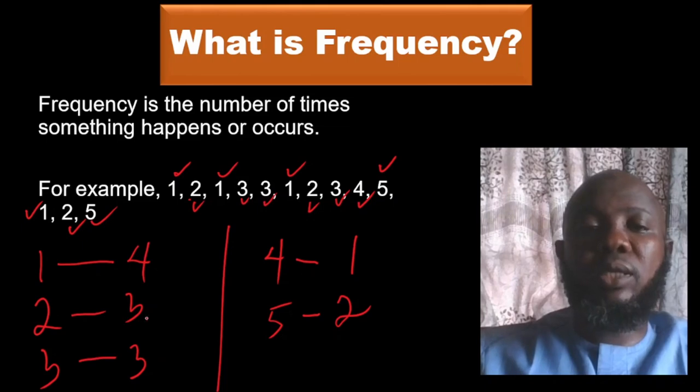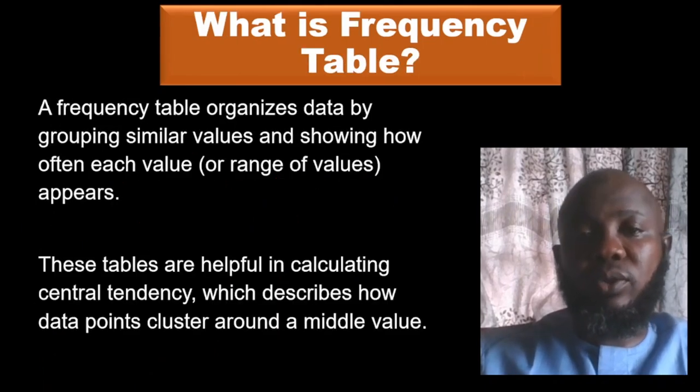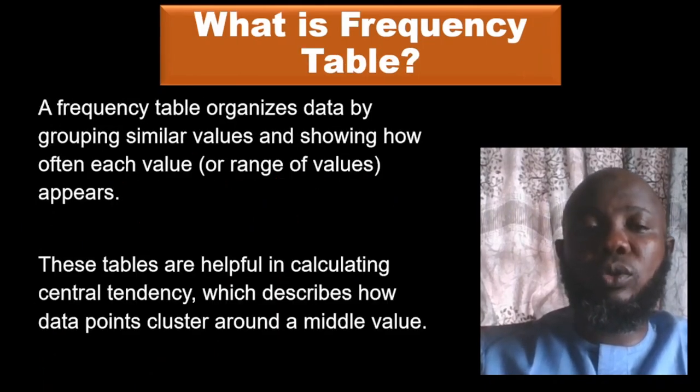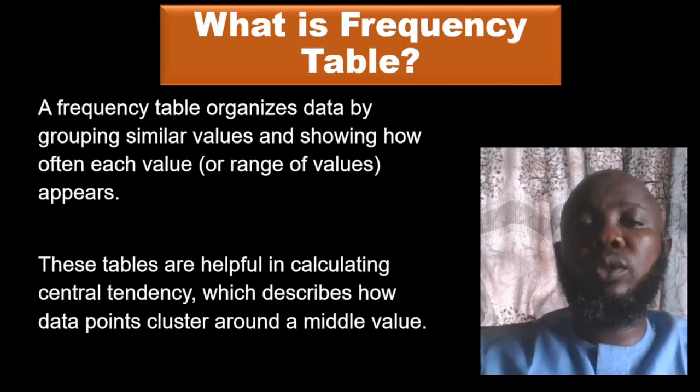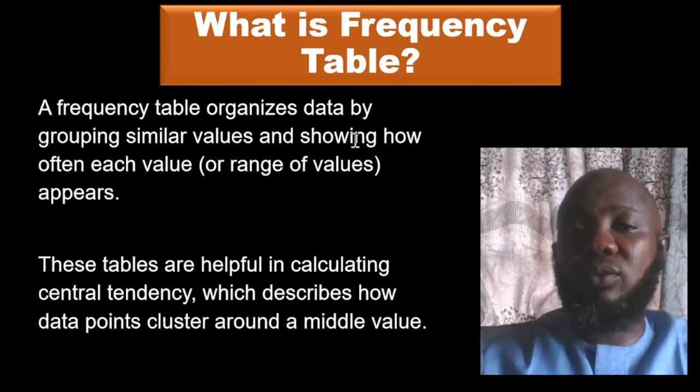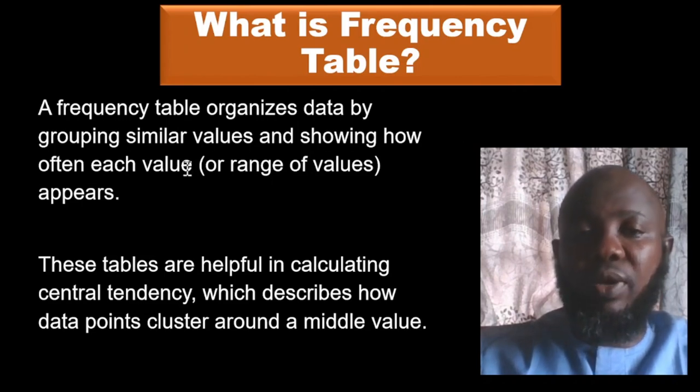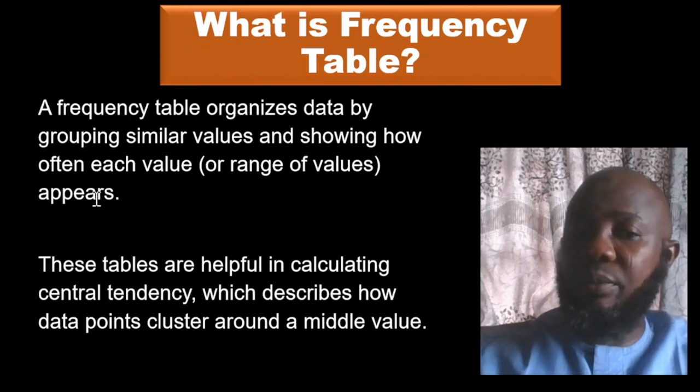So the next stage is to look at what a frequency table is. Having understood the meaning of frequency, which is the number of times something occurs, if you now have a table that shows the values and the number of times each value appears, that is what is referred to as a frequency table. A frequency table organizes data by grouping similar values and showing how often each value or range of values appears.